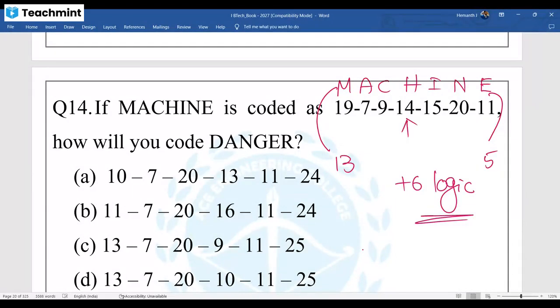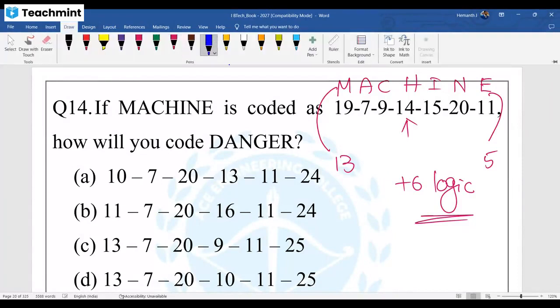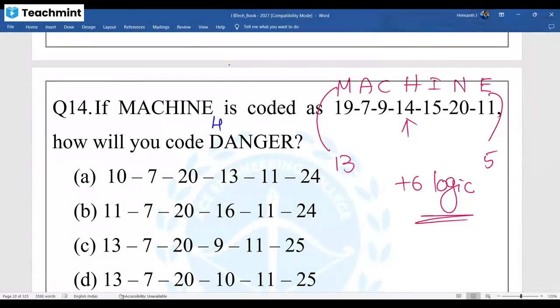Here also plus 6 happened. Now for DANGER, D value 4 plus 6 means 10, right, option A. R value 18 plus 6 means 24. Unless you already freeze the values in your mind, you cannot think about the logic. You have to know the values already. Don't turn the page, check the table, see R value 18, P value, something wrong. If you do like that, practicing 1000 questions is also a waste.